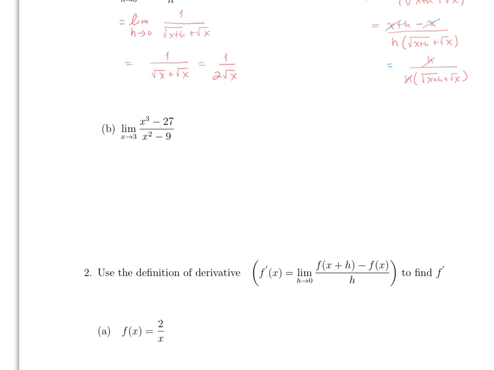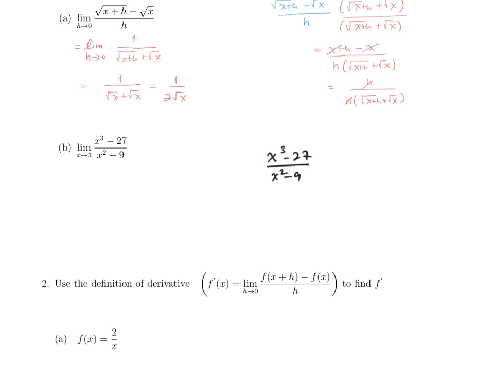So this requires factoring. So you're going to factor x squared minus 27. And then on the bottom, you have x squared minus 9. So the factor of the top, this is a difference of cubes. So this is x minus 3 times x squared plus 3x plus 9. And on the bottom is a difference of squares, which is x minus 3 times x plus 3.